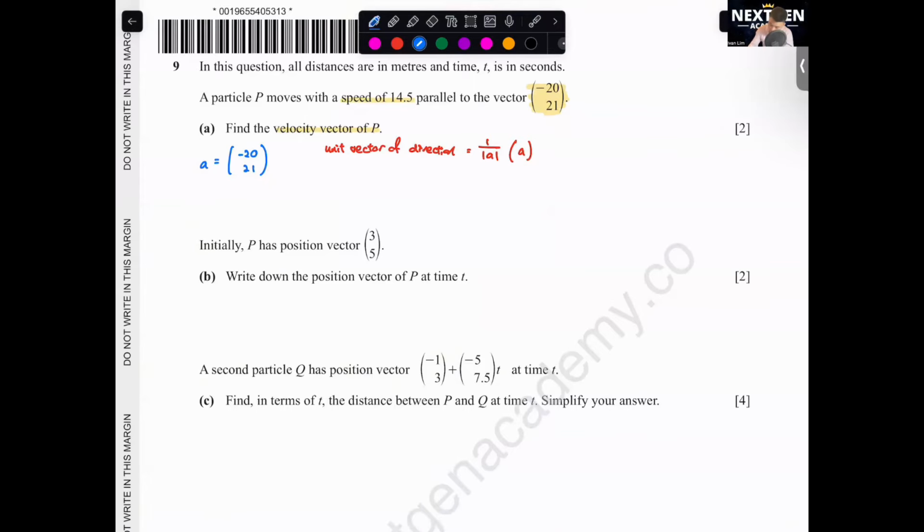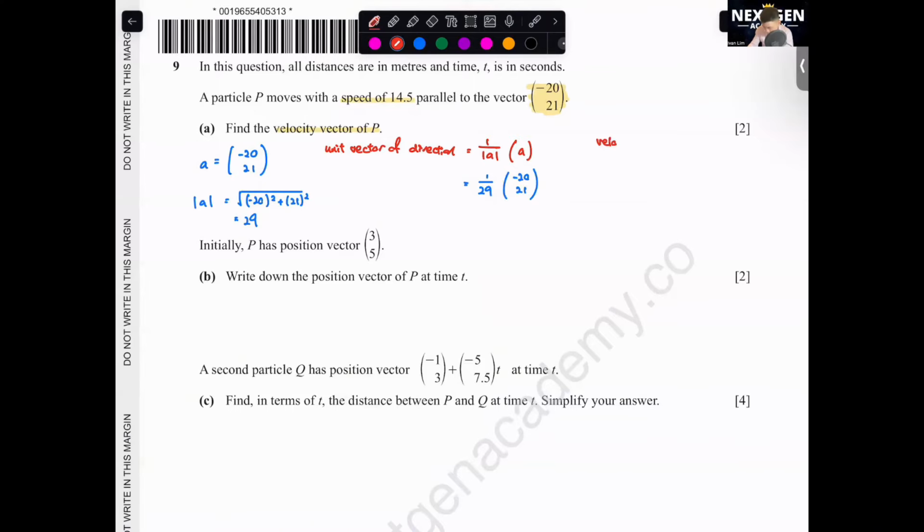How to find the magnitude of A? We use Pythagoras theorem, negative 20 squared plus 21 squared. You will get here 29. I want you to put it into the formula here. This is 1 over 29 times negative 20, 21. So you all need to remember this formula.